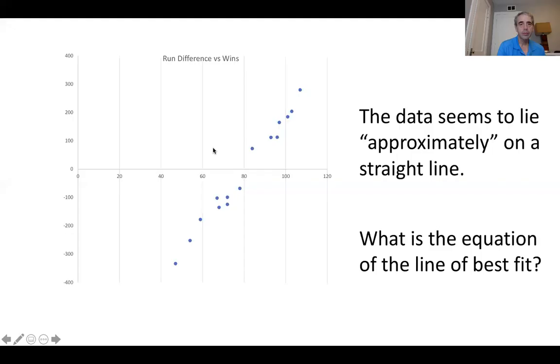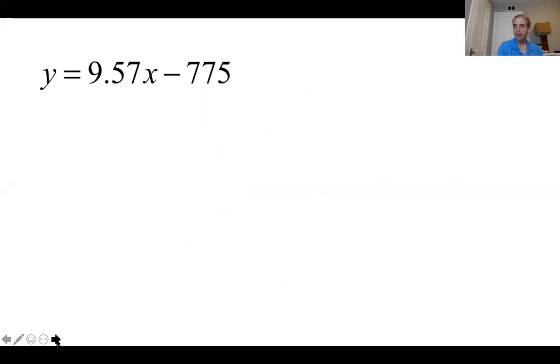So remember, we were here before. We have all of these dots. We asked for the equation of the line of best fit, and we've got it, 9.57x minus 775. Now, what do we want to do with that? Well, what is x and what is y? See, unfortunately, we're not clear on what those mean.